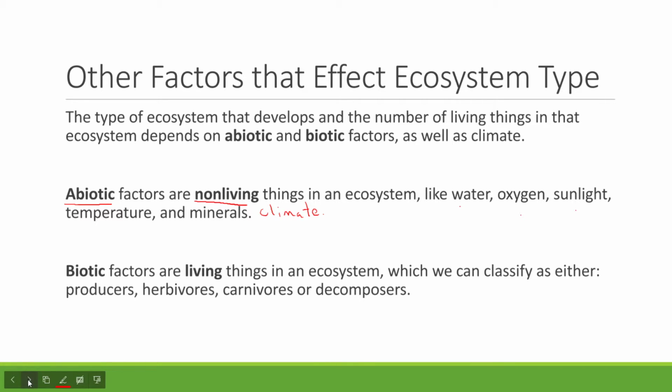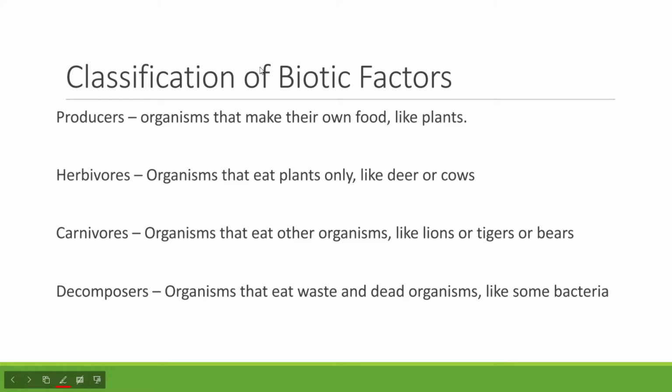If we take these and we want to define them, a lot of these words should be familiar to you. A producer is an organism that makes their own food. This is plants. This is certain single-celled organisms that are going to make their own food. They're really going to be the base of our food chains and our food webs.